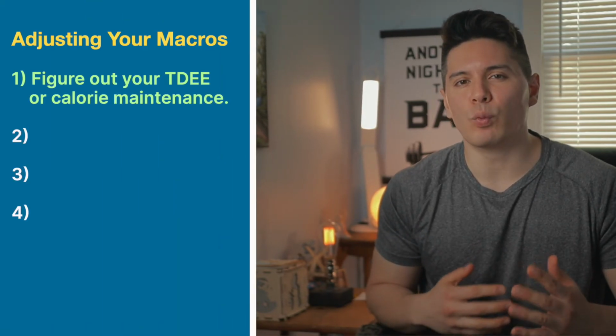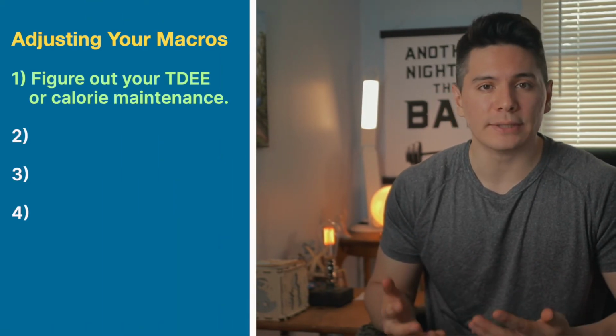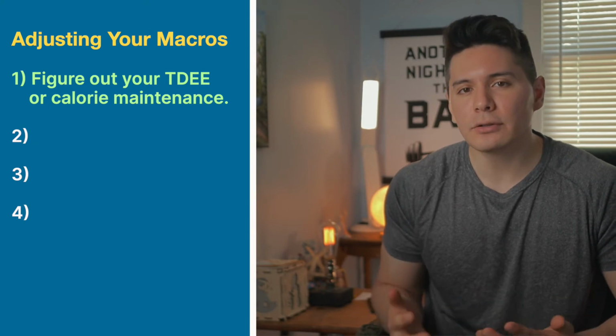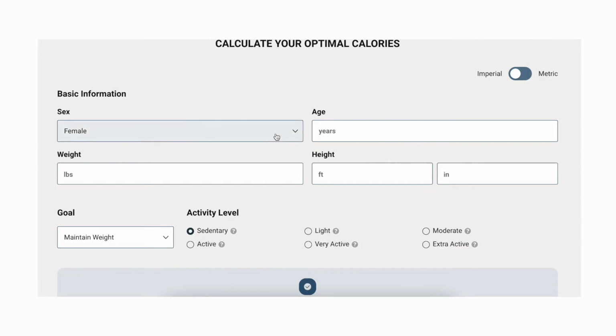So the first thing you need to find out is what your calorie maintenance, or your total daily energy expenditure, is. And to do that, you can calculate it by going to my website and using the online calculator in the link below. Alternatively, you can also check out this video on figuring out your maintenance.